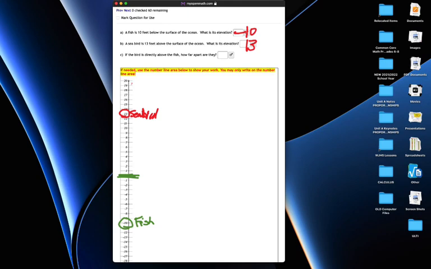If the bird is directly above the fish, how far apart are they? Well, if you can't tell by looking, then it's simply a matter of counting. So from here to there, it's 10, and from there to there, it's another 13. So those two together mean they are 23 feet apart.